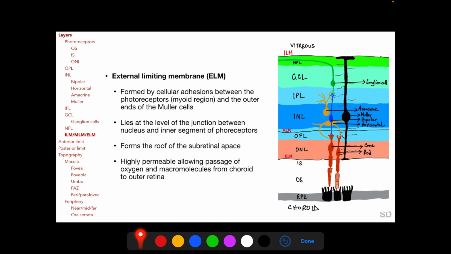The external limiting membrane lies at the level of the junction between the body and the inner segment of the photoreceptors. The external limiting membrane is said to form the roof of the subretinal space, and it is highly permeable, allowing passage of oxygen and macromolecules between the choroid and the outer retina.